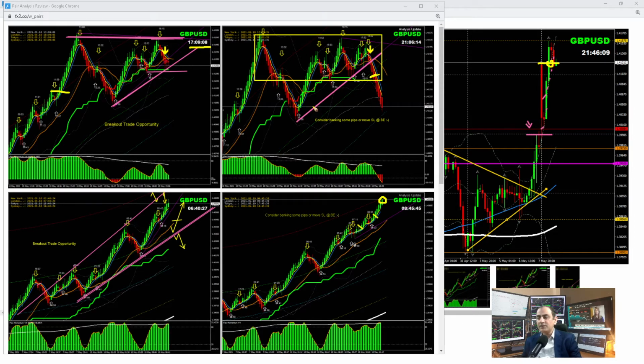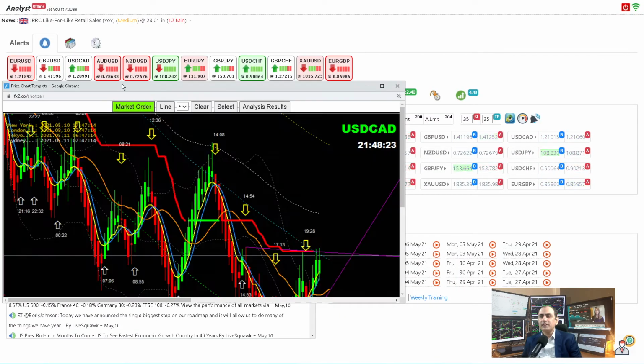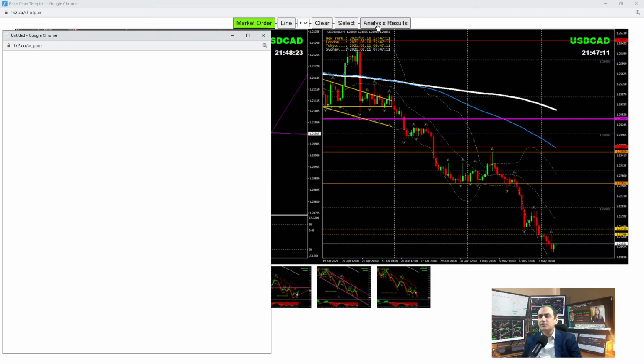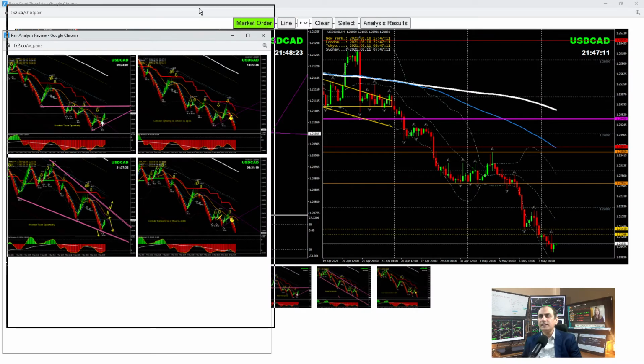Right, so you can see here we had a beautiful long trade on pound dollar today. Amazing trade. Most of the traders banked beautiful pips. Let's move into the dollar CAD. We haven't seen any big moves in the dollar CAD. You can see here we had only a few small short trades on dollar CAD, and this is the analysis.